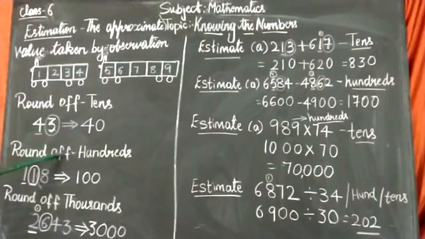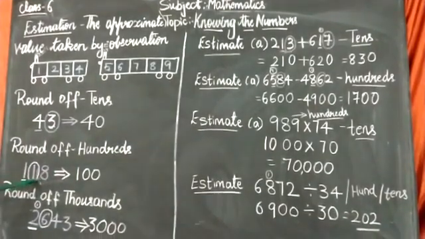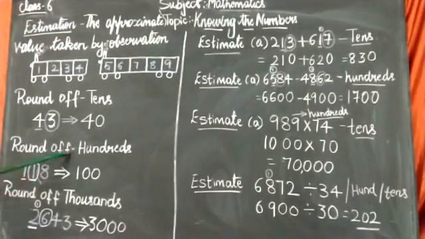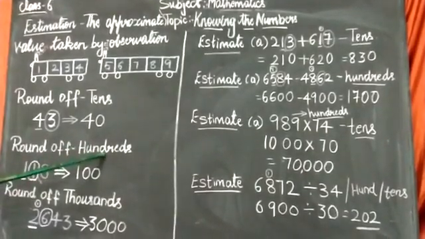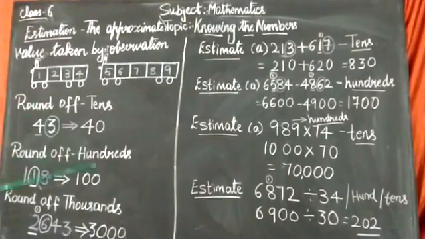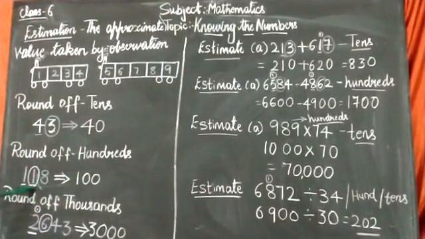Now round off to hundreds place. Now we have here 118. What is the number here? 118. So we are rounding off to hundreds place. Which value should we see? One value before, that is tens place.